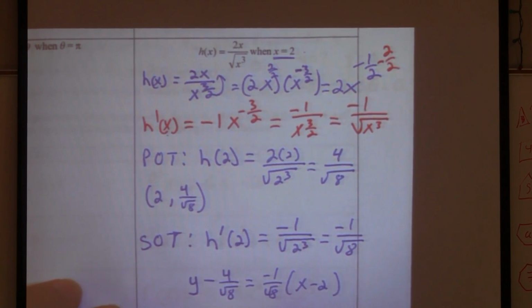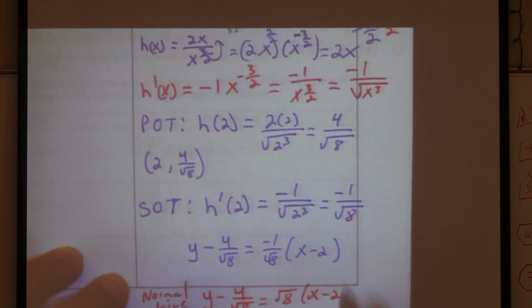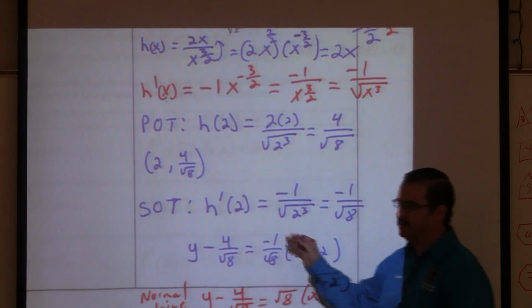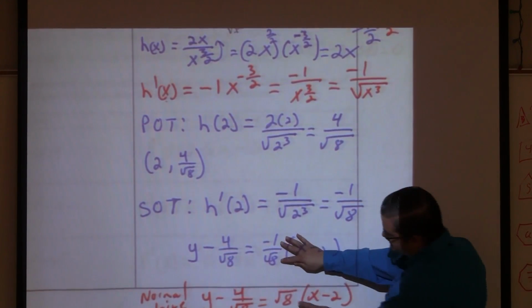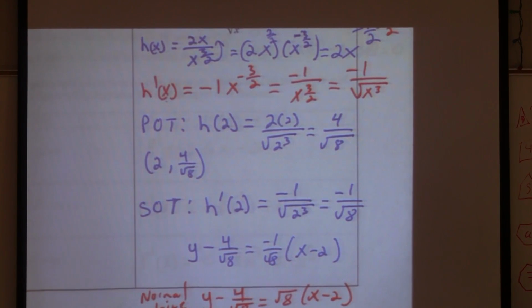What would be the normal line? Not asking for it, but what would it be? y minus 4 over radical 8 equals radical 8 over... times? What happens to the negative? Opposite reciprocal, right? They have to be perpendicular to each other. So the slopes must be opposite reciprocals. Good? Easy? Alright, so we're going to stop there.